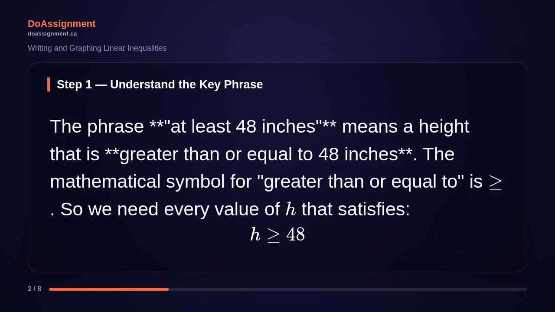Let's start by interpreting the key phrase. The roller coaster requires riders to be at least 48 inches tall. The phrase at least means greater than or equal to, which we write using the greater than or equal to symbol. So our height h must satisfy h is greater than or equal to 48.